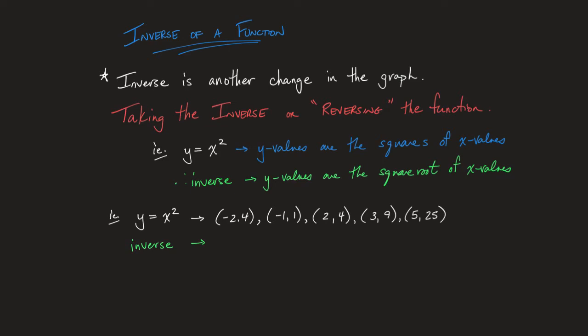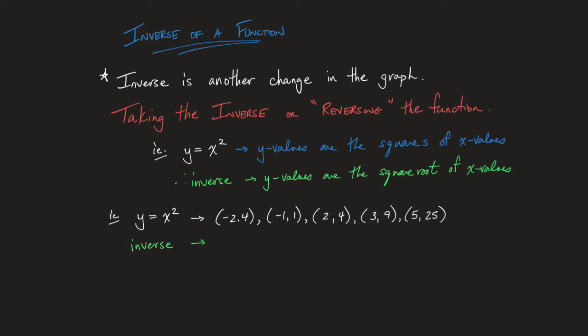So what does that mean for an inverse then? Well, it means we have to take the opposite direction. So we have to reverse our operation. So instead, our y values are now the square roots of the x values. Our original function, the y's were the squares of the x's. Our inverse, the y's are the square root of the x's.